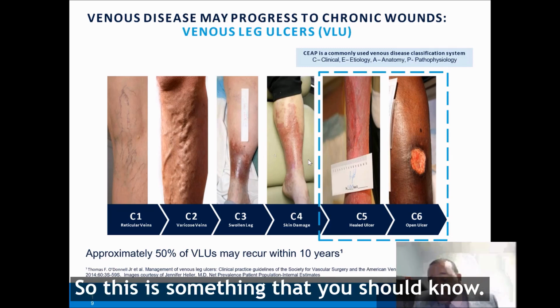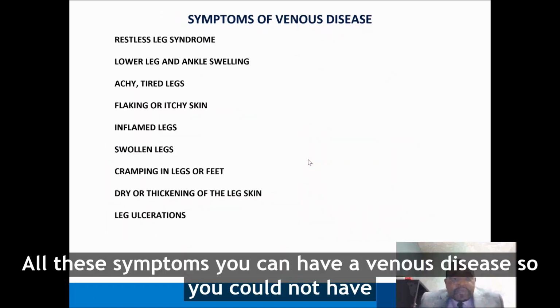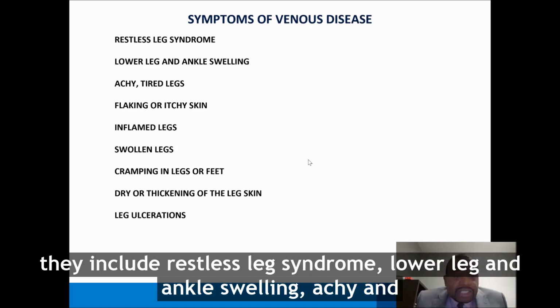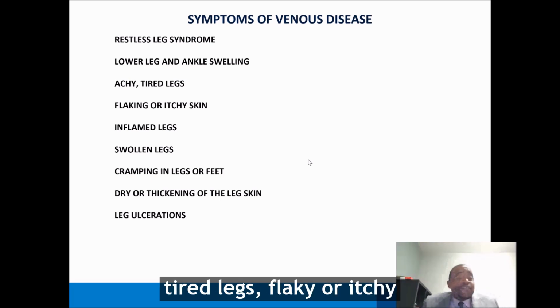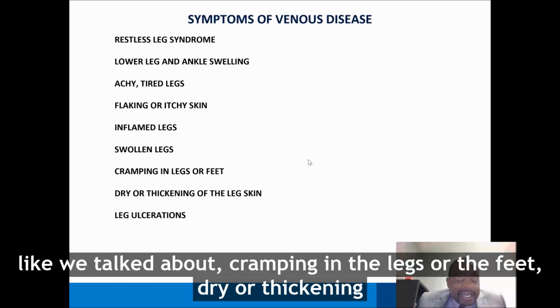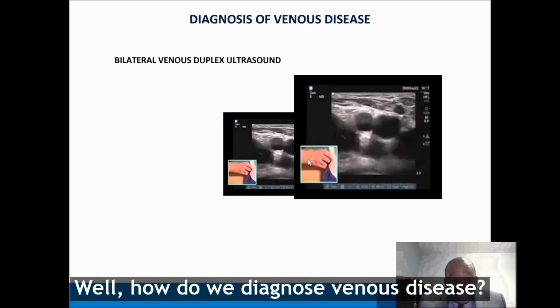So this is something that you should know. This is a really good slide on the progression of venous disease, and all the symptoms you could have of venous disease. So you could not have any of those C classifications, but you may have some of these symptoms. They include restless leg syndrome, lower leg and ankle swelling, achy and tired legs, flaking or itchy skin, inflamed legs, swollen legs like we talked about, cramping in the legs and feet, dry or thickening of the leg skin, or leg ulcerations.